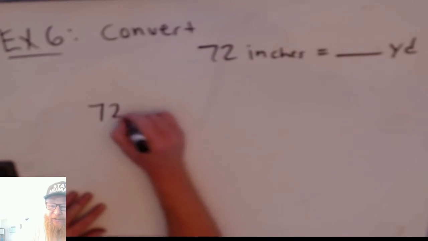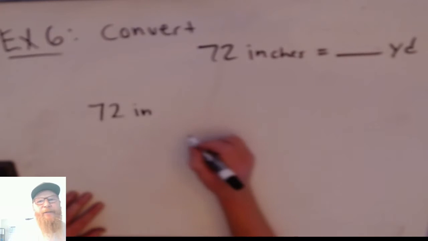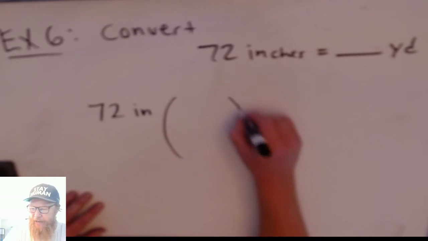So we've got 72 IN for inches. Multiply by a unit fraction.